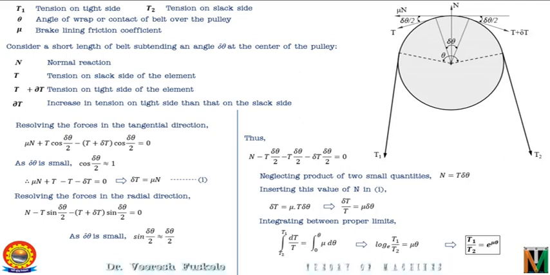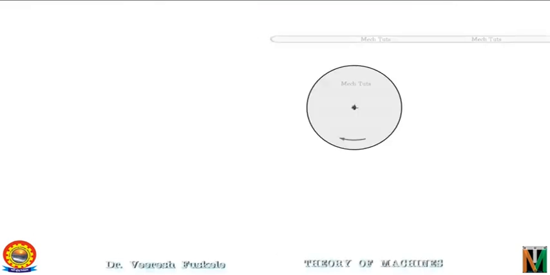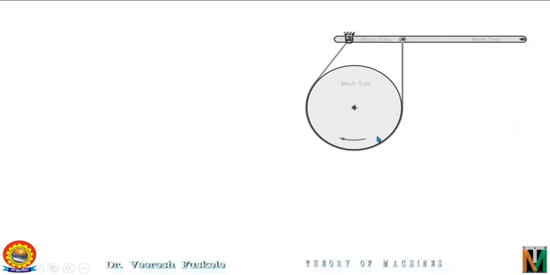So moving ahead with the topic, let's see this line diagram of simple band brake. As you can see, it consists of a drum and a belt or flexible steel band lined with friction material, which embraces a part of the rotating drum.